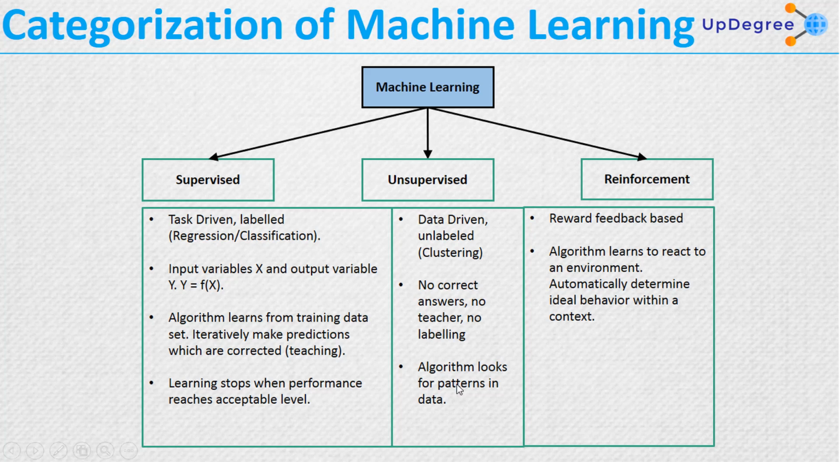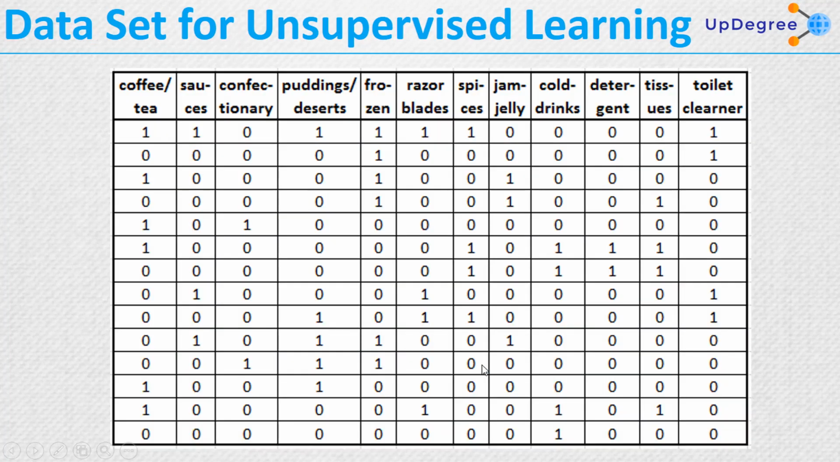Let us go for one example for better clarification. Here you can find one dataset. All the column heads are the feature attributes: coffee or tea, sauces, confectionery, puddings and desserts, frozens, razors, blades and spices, and then jam and jelly, cold drinks, detergent, tissues and toilet cleaner. All these respective grocery items are there, and the 1 and 0 indicate which items occurred in a single invoice, in a single bill.